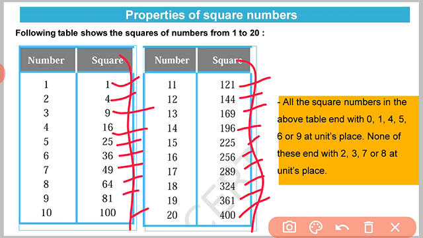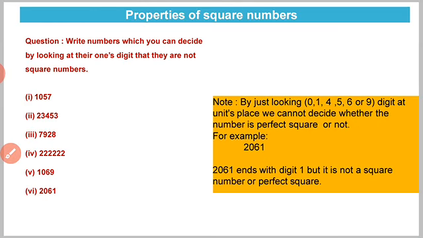So children, here is a question. If a number ends with 0, 1, 4, 5, 6 or 9 at units place, then that number will be a square number or not. Let's check. Here is a question. We have been given a few numbers and out of these we have to decide by looking at the ones digit that they are not square numbers.